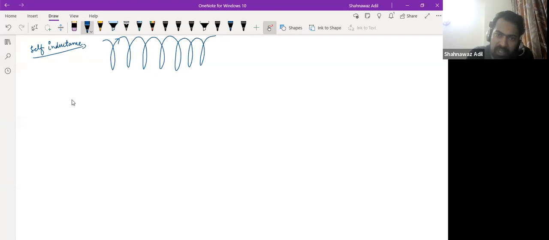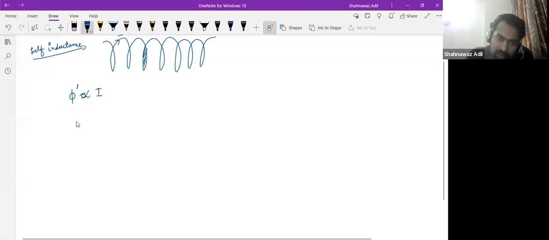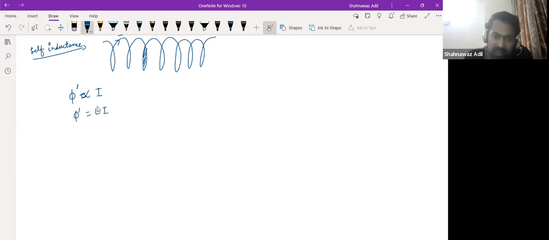So how much is this self-inductance? We know the flux, let's say we only talk about this part. So this phi prime would be proportional to the current which is flowing, and that phi prime would be equal to Li, right? And this is called the self-inductance.